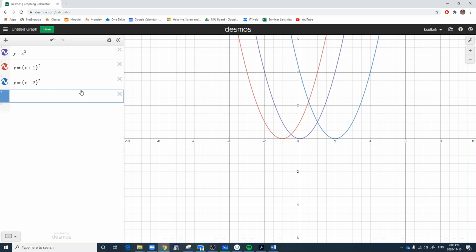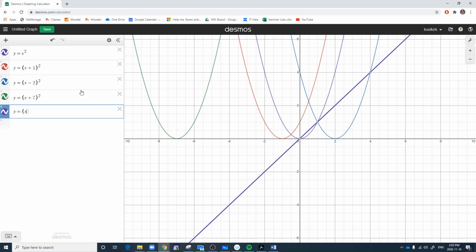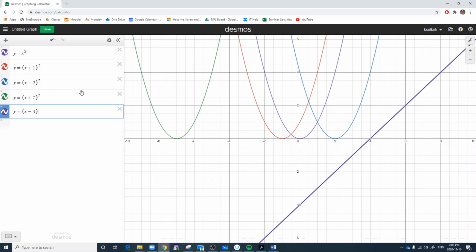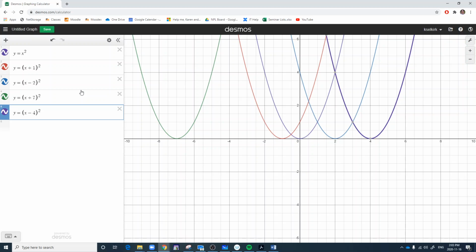If I was to do y equals x plus 7 squared, all of a sudden this graph is moved left 7, because I had to decrease my x values by 7, because the equation was going to add 7 before I squared it. If I did one more, y is equal to x minus 4 squared, hopefully you can guess which way this is going to go. It's going to the right 4.